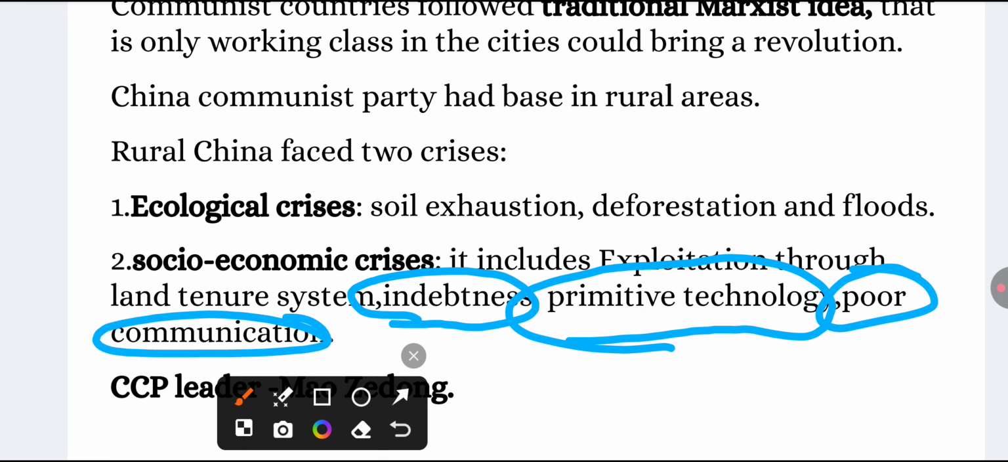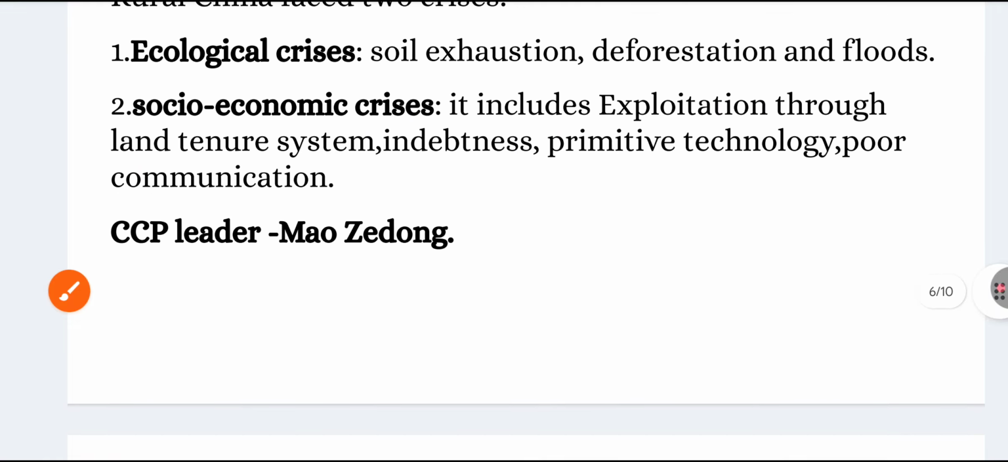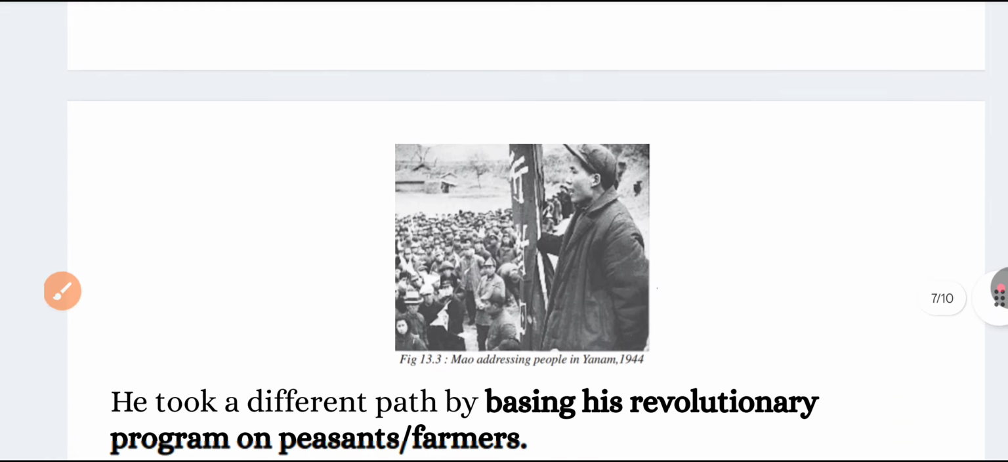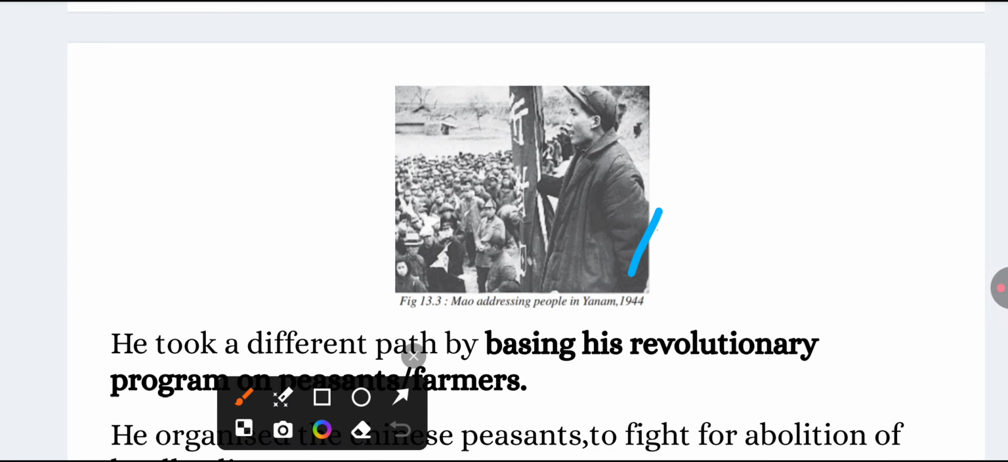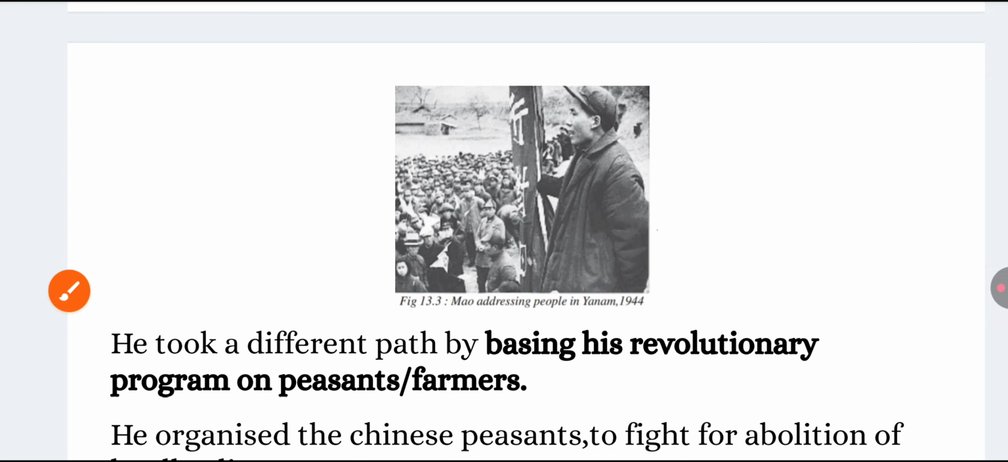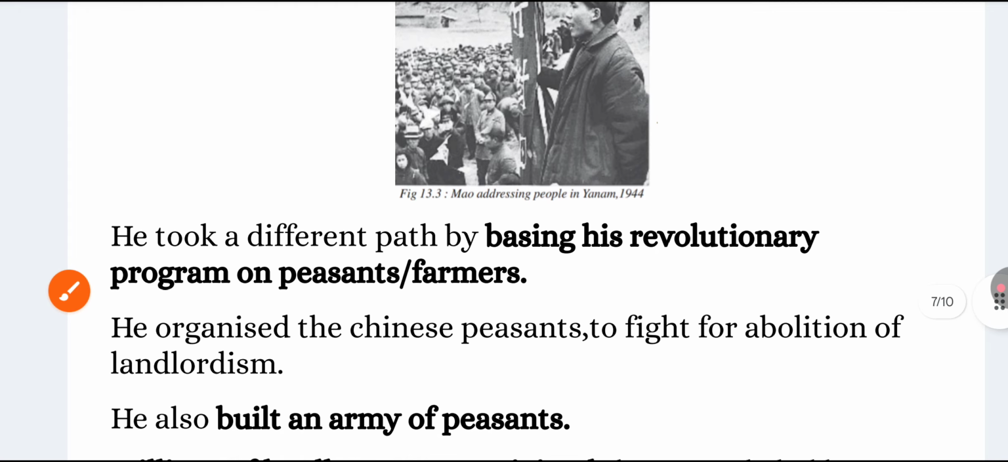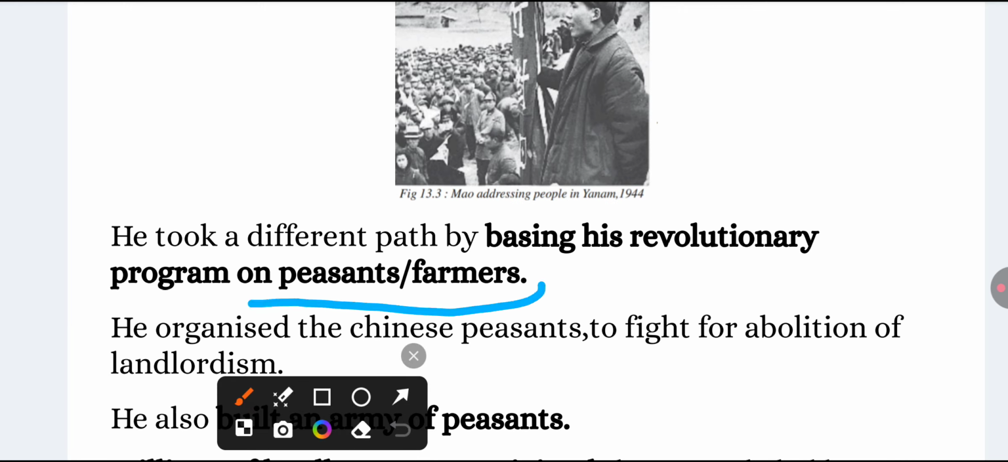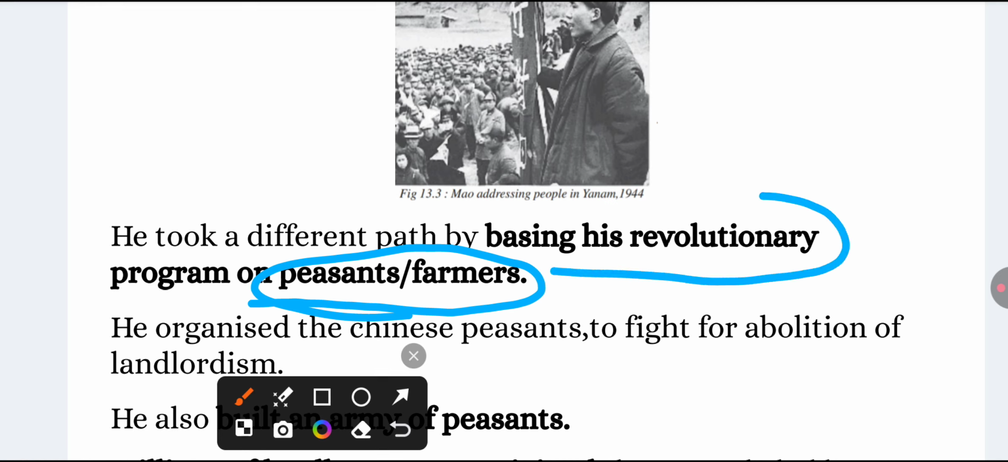At this time, the CCP party leader was Mao Zedong. He is Mao Zedong here. Mao Zedong took a different path, basing his program on the farmers or peasants. He designed a program based on which people? Peasants and farmers. He also worked for the welfare of the farmers. He took a different path by basing his revolutionary program on peasants and farmers.